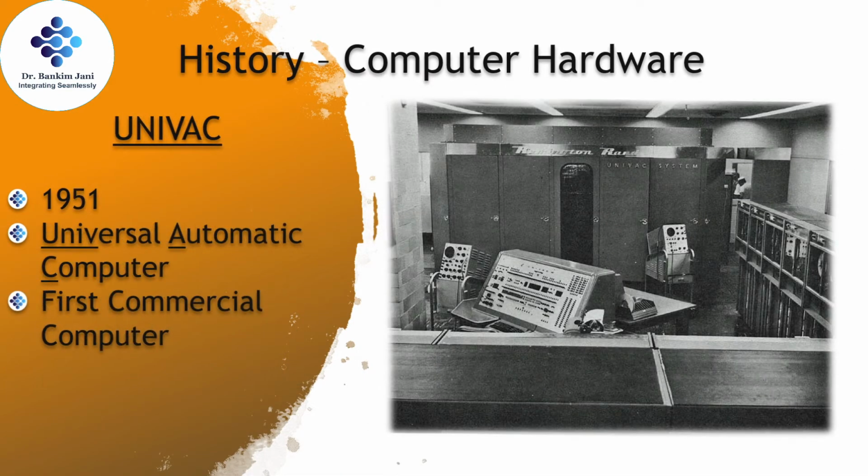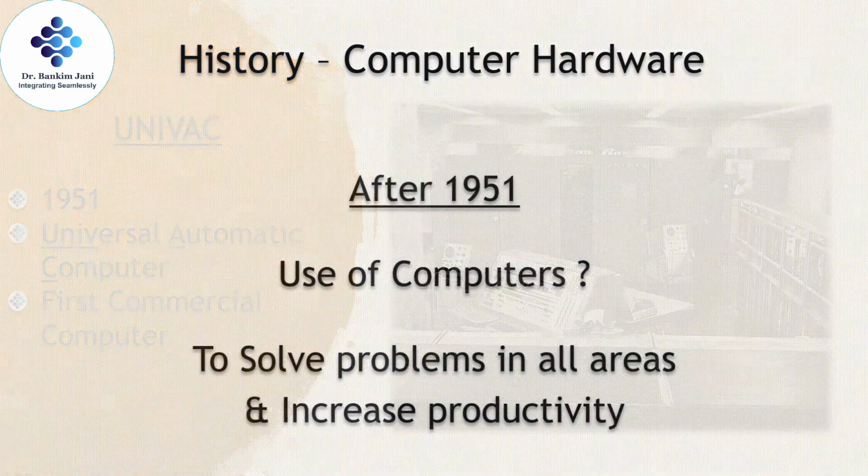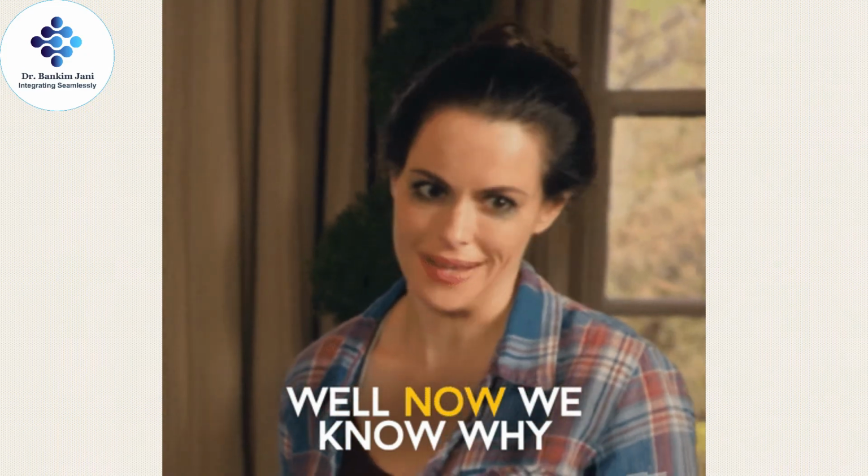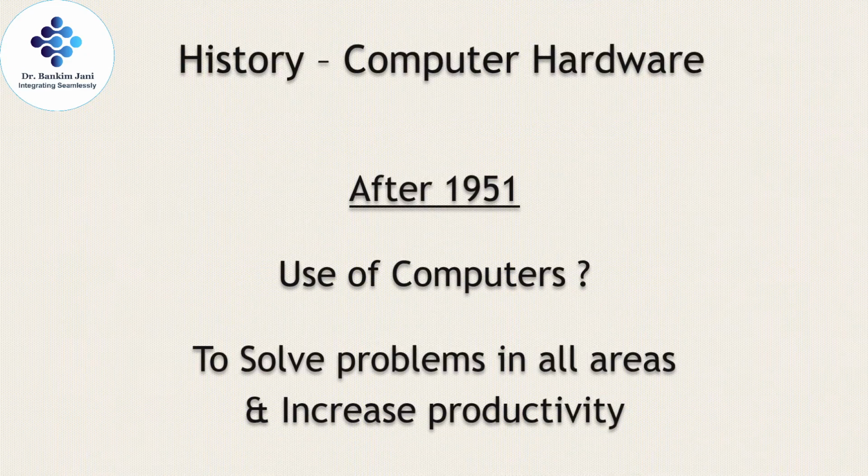1951. UNIVAC-1, Universal Automatic Computer. It was the first commercial computer, and it was given to the US Bureau of the Census, and it is said that it was used to predict the outcome of the presidential election. After 1951, the game becomes one of ever-expanding use of computers to solve problems in all areas. From that point, the research was focused not only on building faster, bigger devices, but also on developing tools to increase productivity.